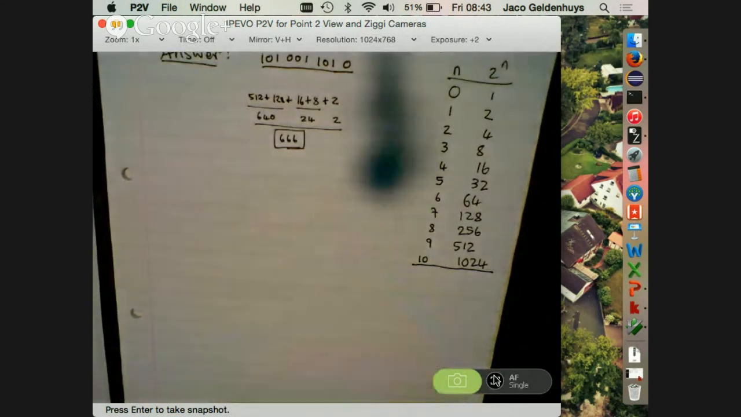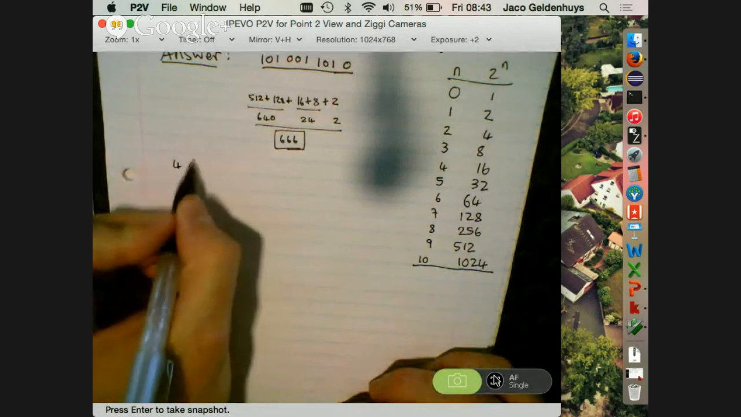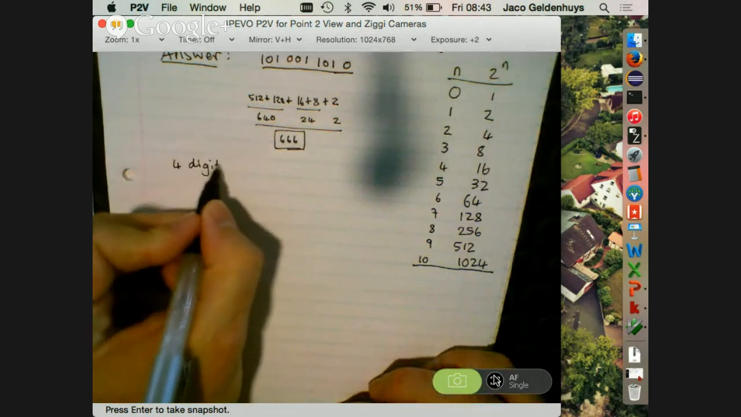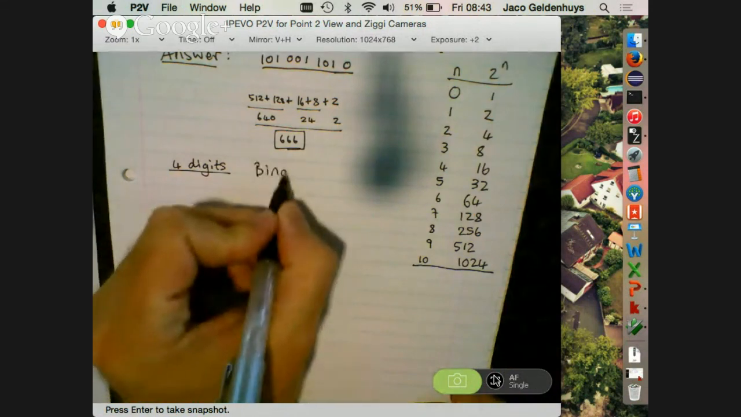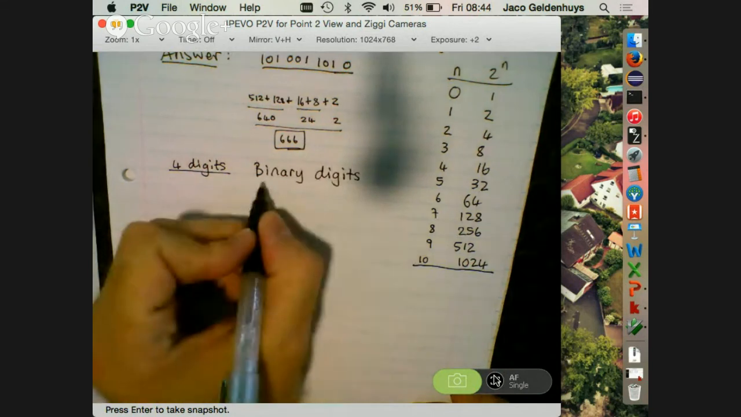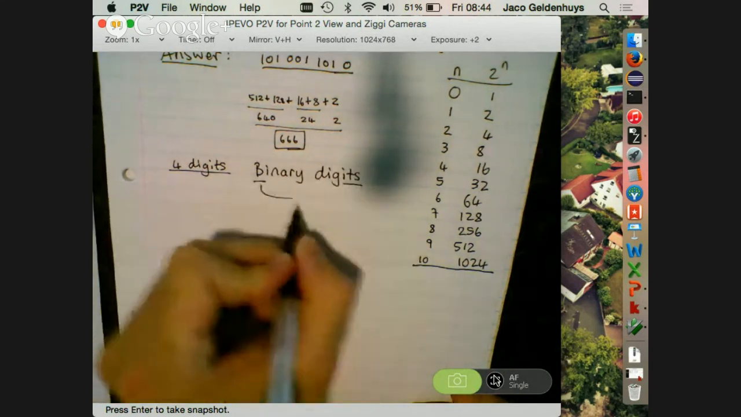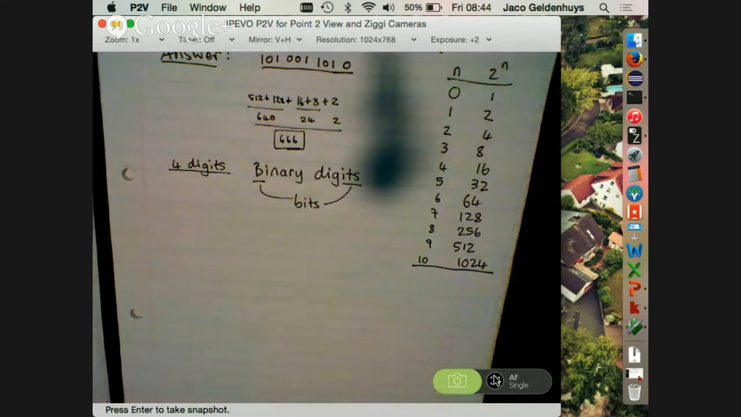Oh, excellent. Good. So let's take a smaller set of numbers. Let's take 4 digits. But I'm working in binary, in base 2. So these are binary digits, and for short, we call them bits. That's where the word bits comes from. So we're using a 4-bit representation of numbers.